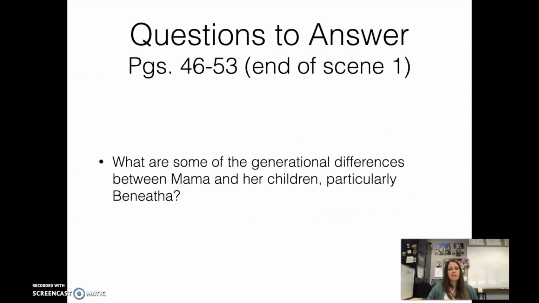Okay, next questions, pages 46 through 53. That's the end of the scene. What are some of the generational differences between Mama and her children, particularly Beneatha?